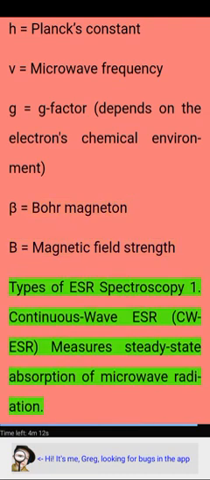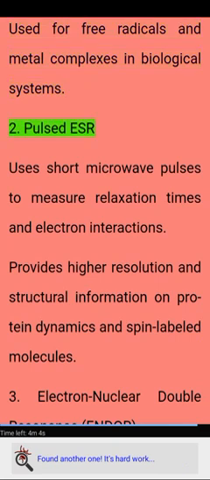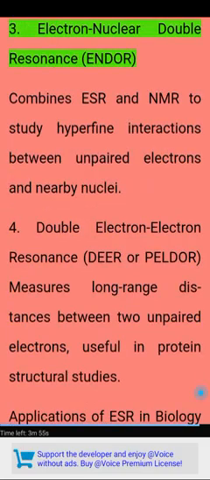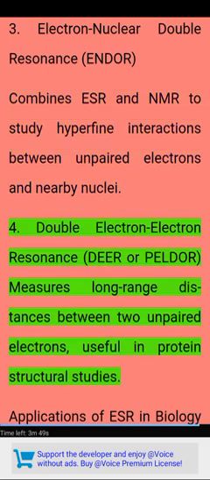Types of ESR spectroscopy. 1. Continuous wave ESR, CW-ESR, measures steady-state absorption of microwave radiation. Used for free radicals and metal complexes in biological systems. 2. Pulsed ESR. Uses short microwave pulses to measure relaxation times in electron interactions. Provides higher resolution and structural information on protein dynamics and spin-labeled molecules. 3. Electron nuclear double resonance, ENDOR. Combines ESR and NMR to study hyperfine interactions between unpaired electrons and nearby nuclei. 4. Double electron-electron resonance, DEER, measures long-range distances between two unpaired electrons, useful in protein structural studies.